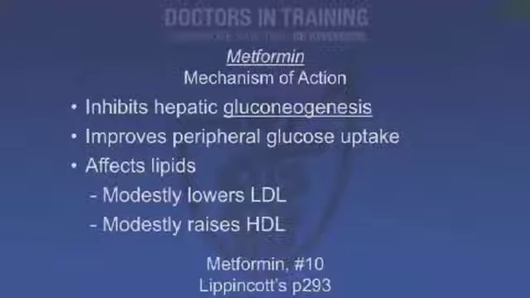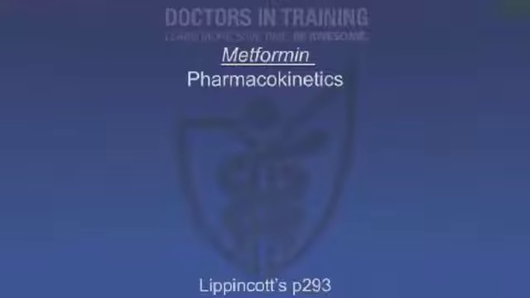The mechanism of action of metformin: it inhibits hepatic gluconeogenesis. It also improves peripheral tissue glucose uptake, and it has some effect on the lipids. It modestly lowers LDL and it raises HDL a little bit, so it has some additional benefits. Pharmacokinetics, again, this is an oral drug. It is not metabolized. It is excreted completely unchanged into the urine.